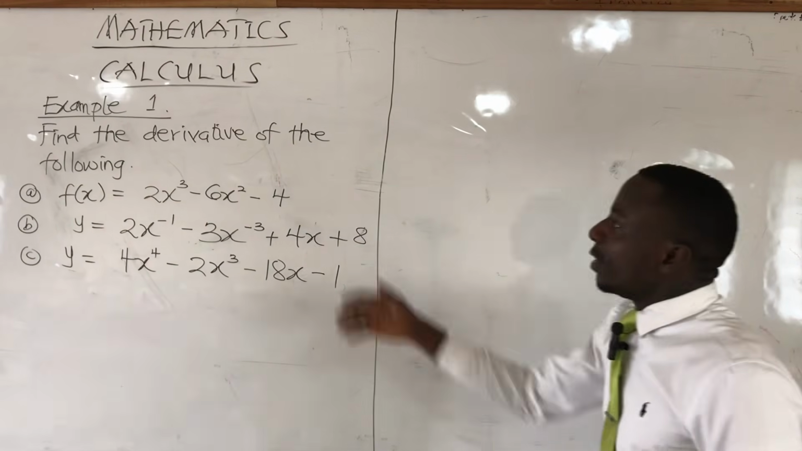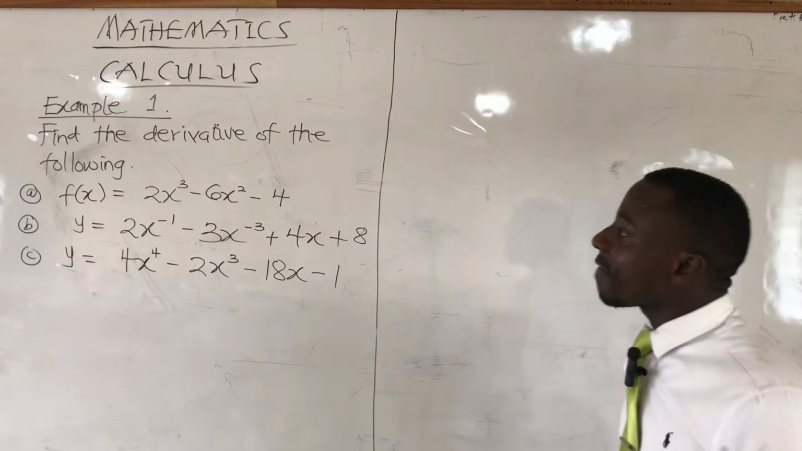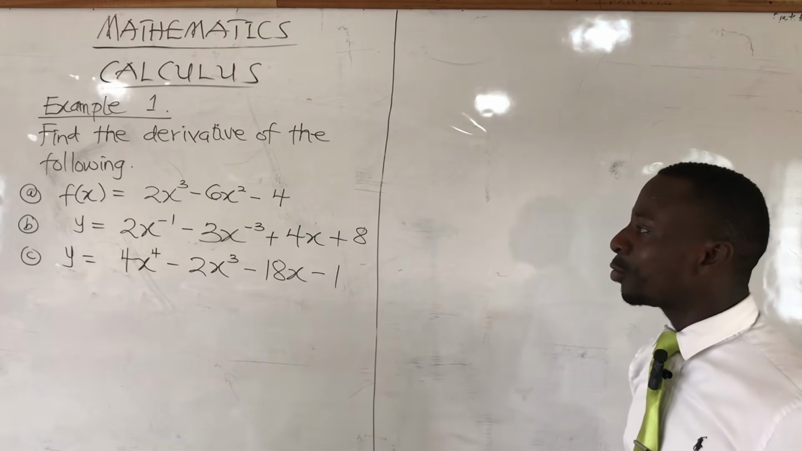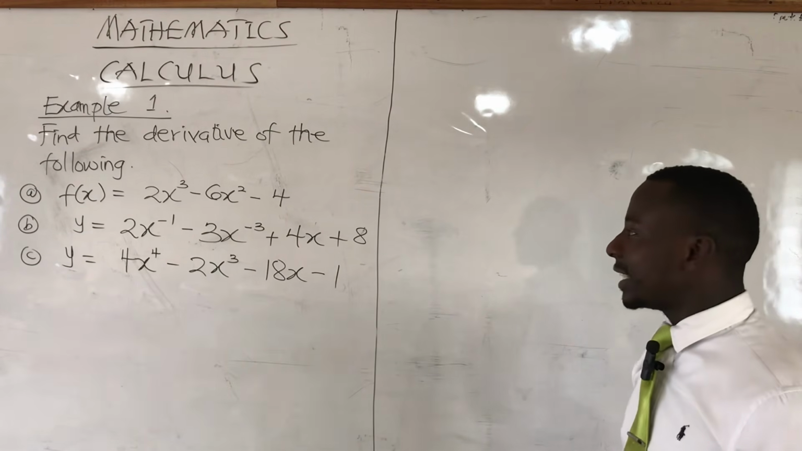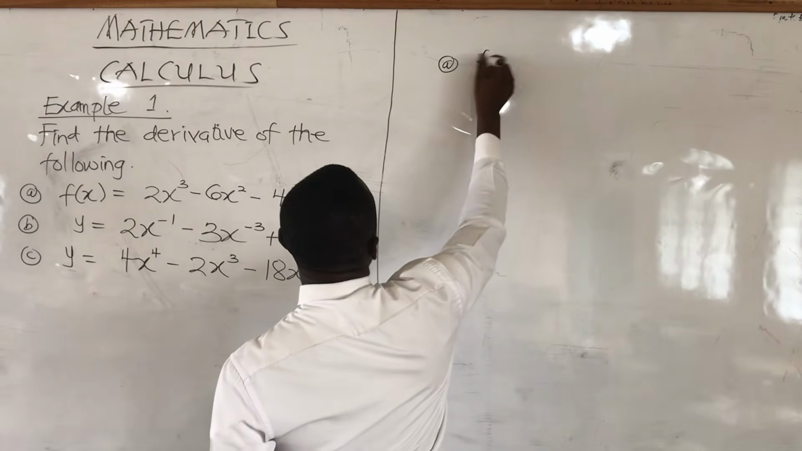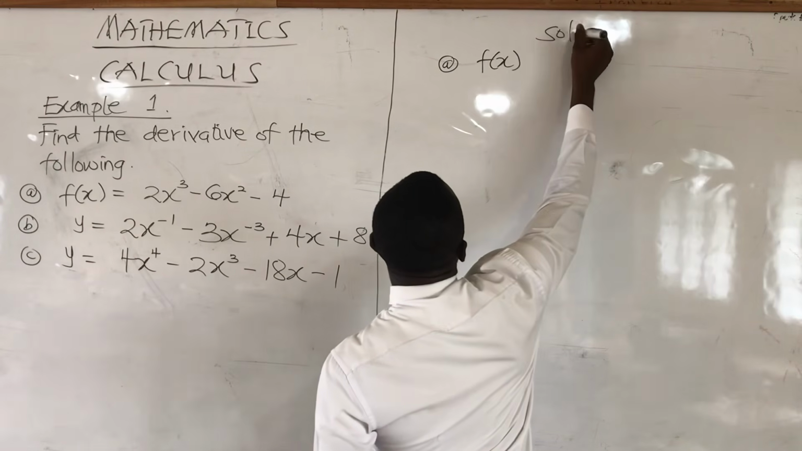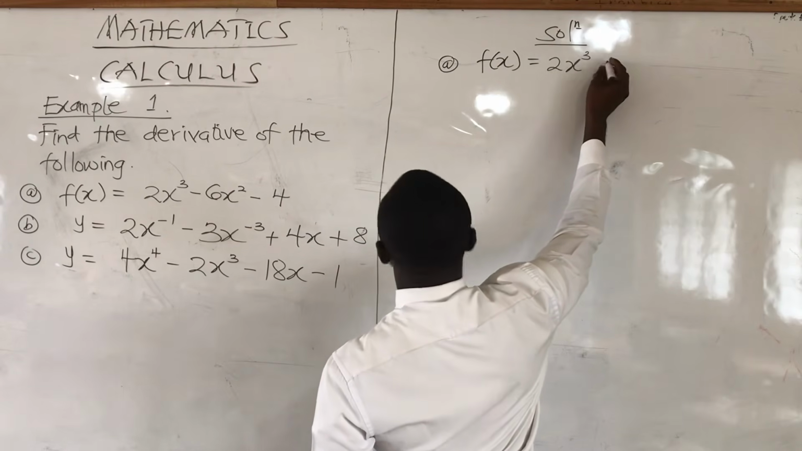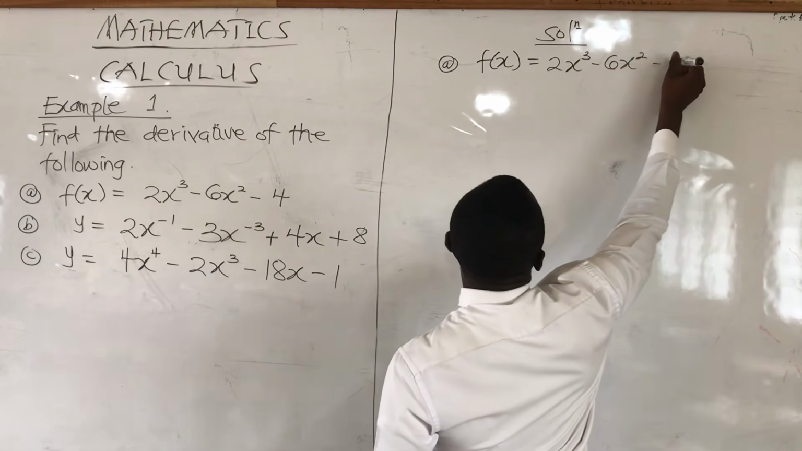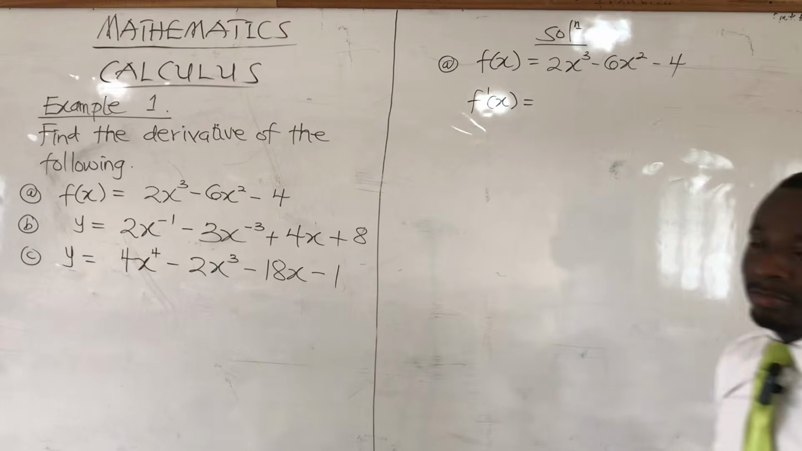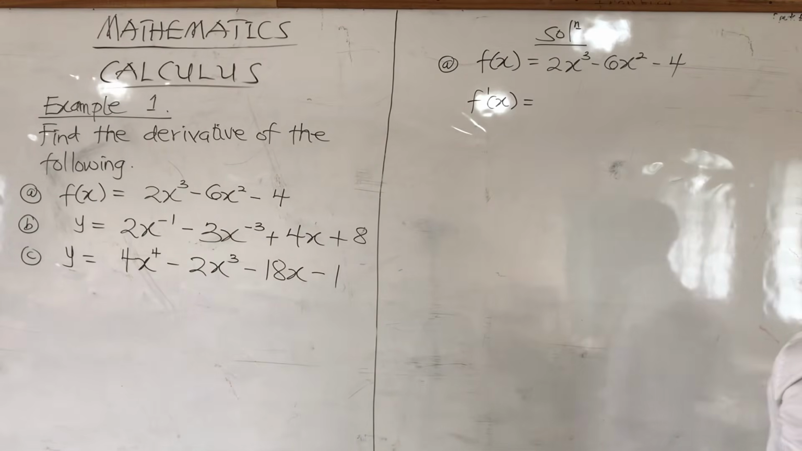All right, so we have some examples on the board. Find the derivative of the following. (a) f of x is equal to 2x cubed minus 6x squared minus 4. So the differential of the function is going to be f prime of x.